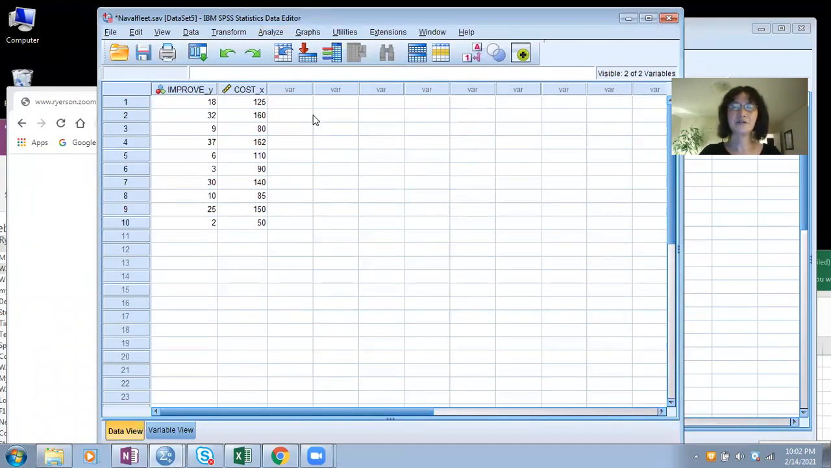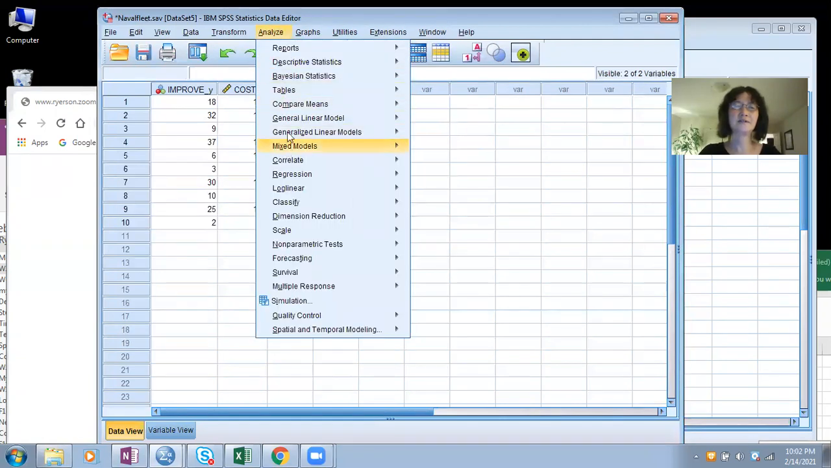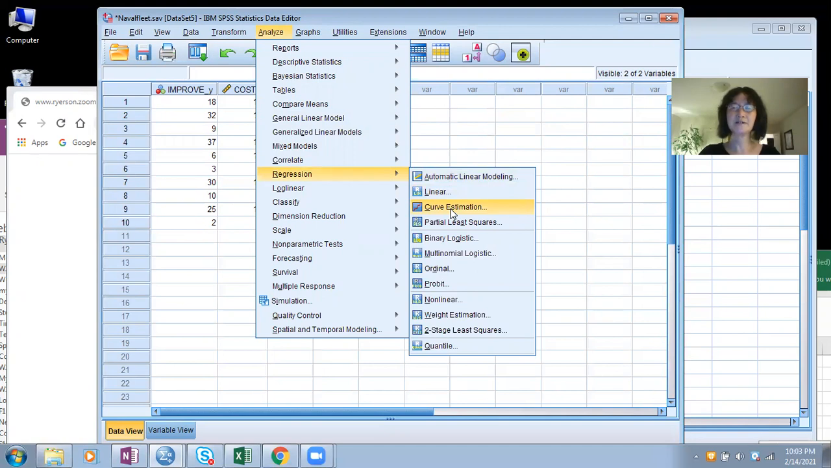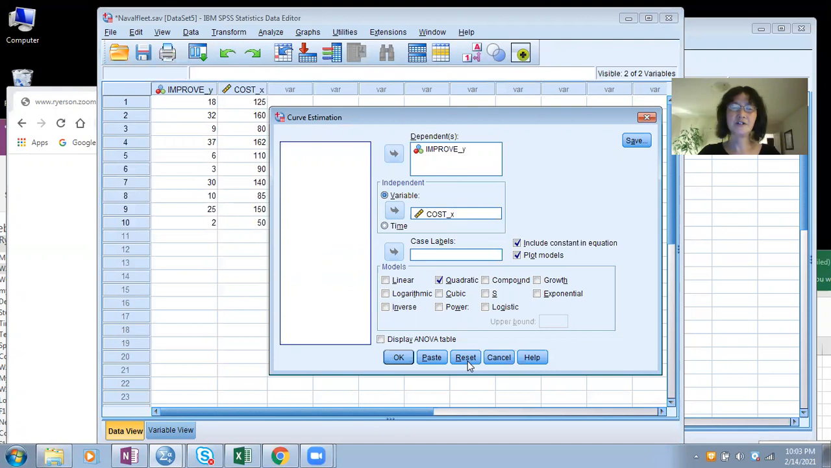Then we use the quadratic function. Go to Analyze, Regression, Curve Estimation. The dependent variable is Y and the independent variable is X. We are going to use quadratic, so take away the linear. Make sure you check the constant in equation and plot models. Displaying the ANOVA table is not necessary, so I just click the OK button.